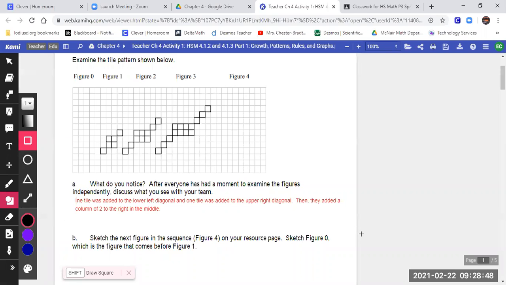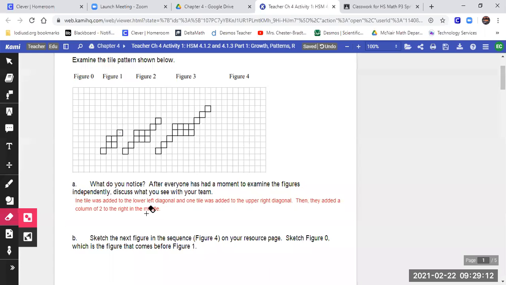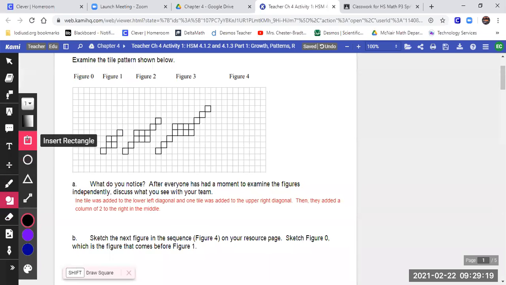What's left? So you don't have to write this. I'm going to show you. We're taking off this one. We're taking off this. We're taking off this. Okay, those are going away. What's going to be left? A column of 2. Yes.